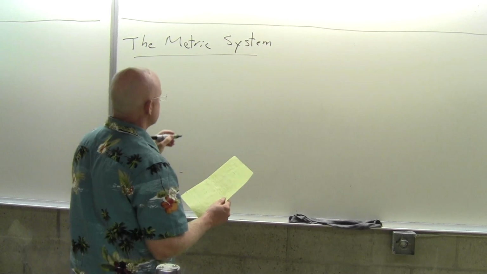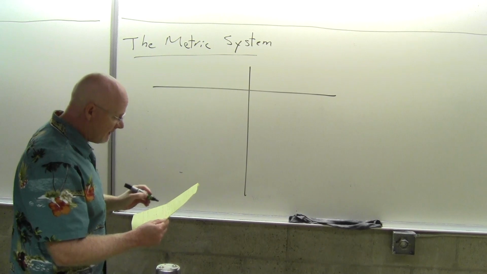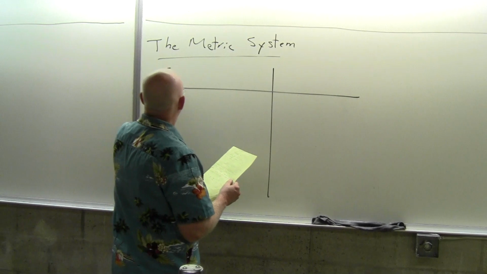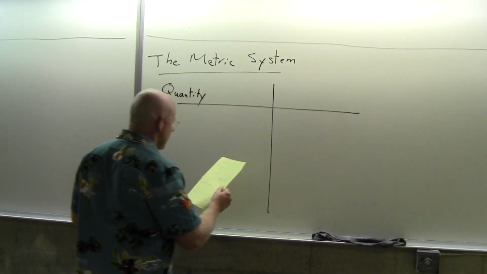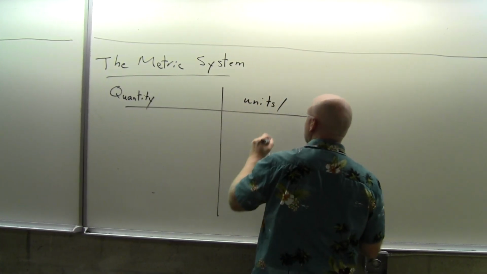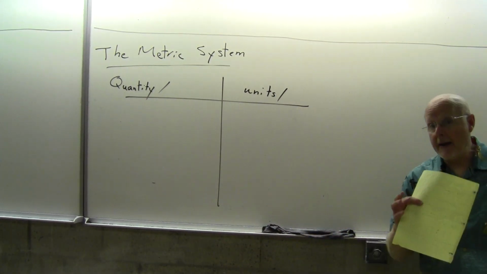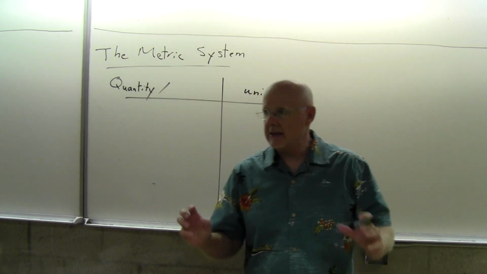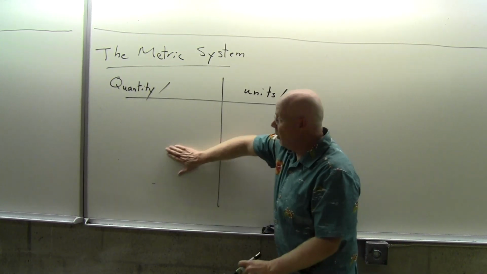If I take the metric system and make myself a little chart here, I'm just going to divide it into two pieces. On this part, I'm going to put quantity. And on this part, I'll put the units. And I'll even put a slash. Because what I mean here with quantity is something that we would measure in the physical world, something that physics would measure.